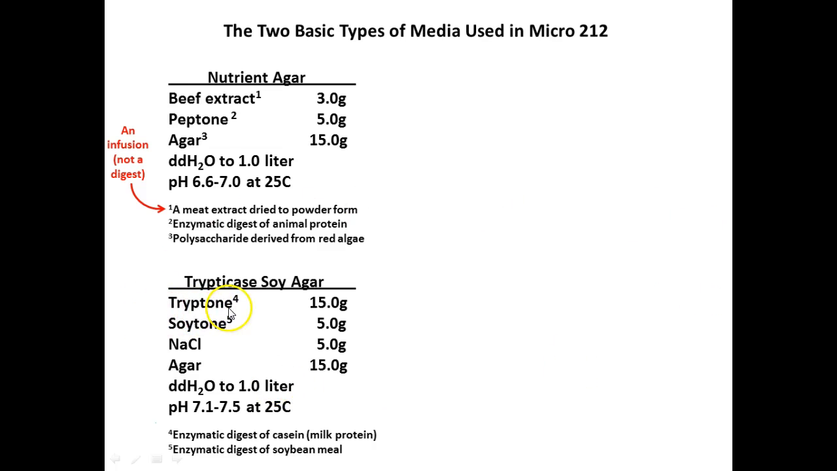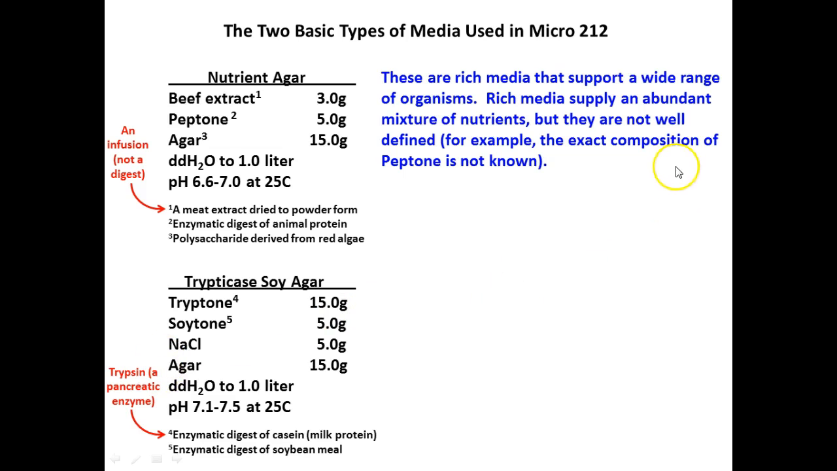So tryptone is an enzymatic digestion of casein, which is the white protein found in milk, right? So it makes your milk white. Trypsin is a pancreatic enzyme commonly used to digest that protein source. And then we also digest soybeans. That's the soytone. And then some salt for isotonic balance, right? Sodium chloride.